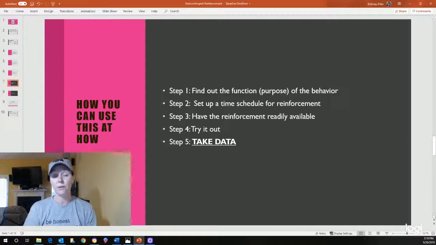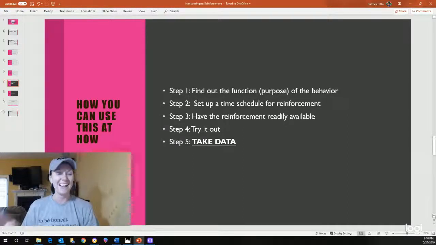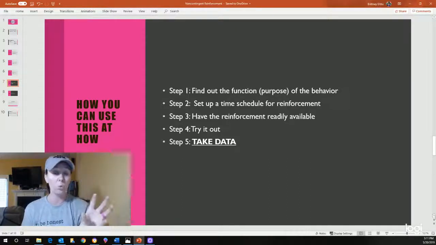Ways you can do this is with what's called an ABC data sheet. This is the antecedent, the behavior, and the consequence. Now, the best way to do this, and I didn't include this on my links this time, but I will add it to the comments at the bottom, is ABC data. So the antecedent is something that happens before. Then the behavior is what the behavior is, and then the consequence is what immediately follows the behavior.